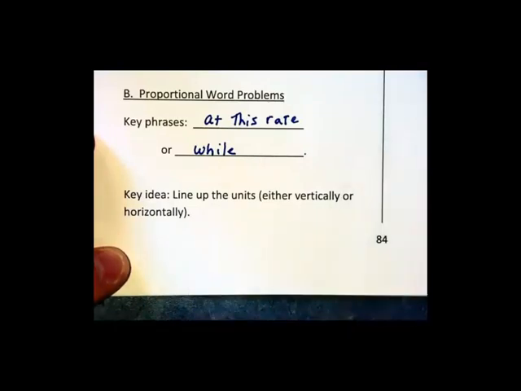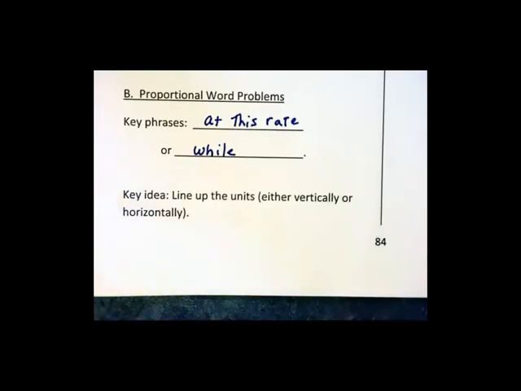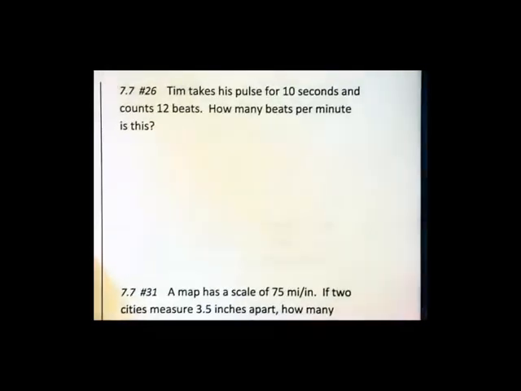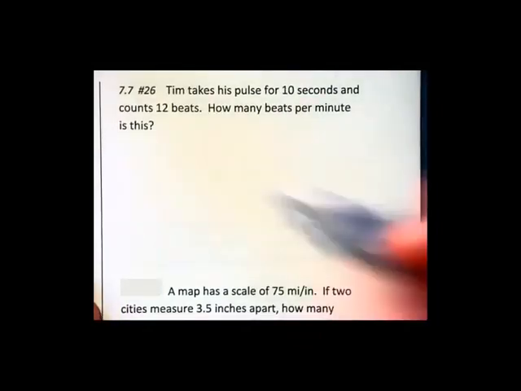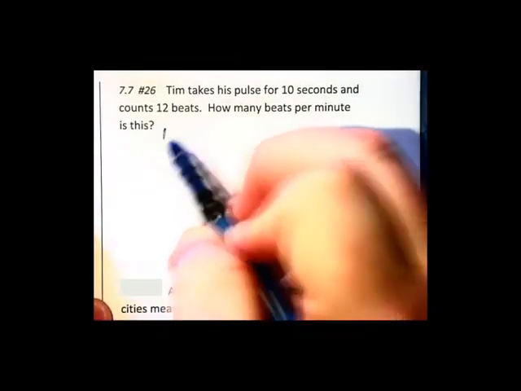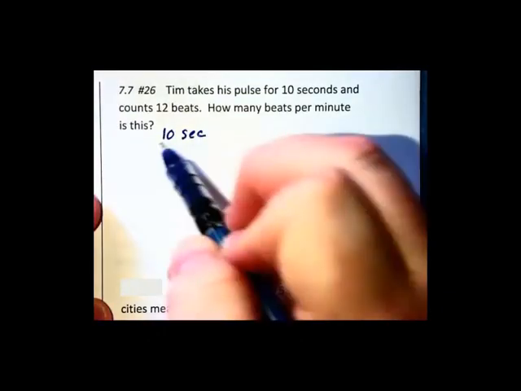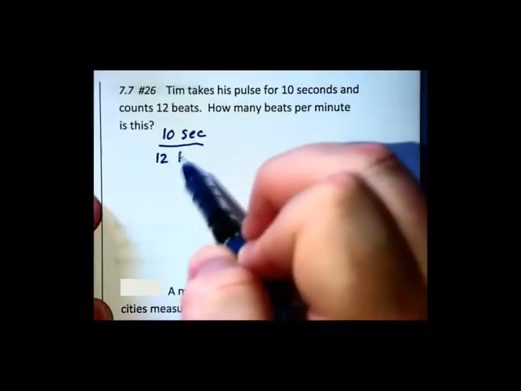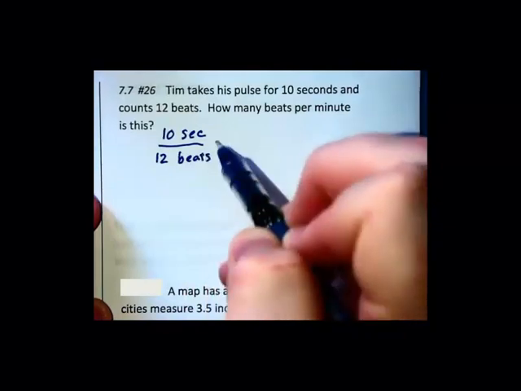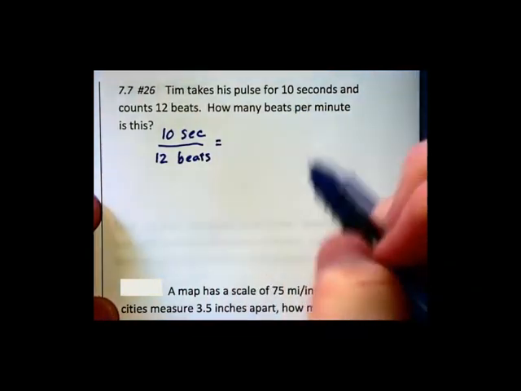In the last couple of examples, the units were lined up automatically for us because the triangles were set up in the same position side by side. In this next problem, it says Tim takes his pulse for 10 seconds and counts 12 beats. Well, I'm going to say that 10 seconds matches up with 12 beats. How many beats per minute is this?